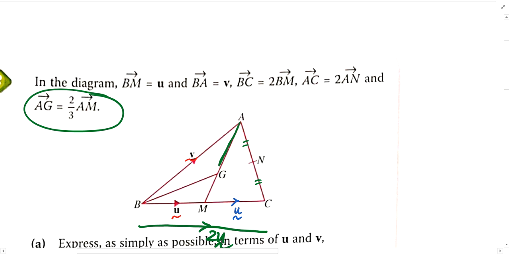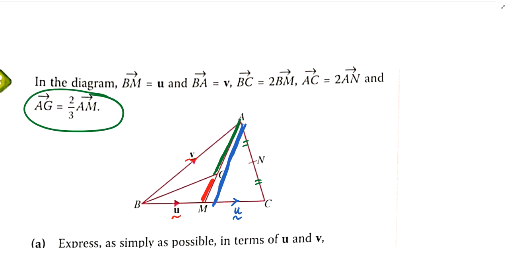If AG is 2/3 of AM, what does that tell you about the ratio of the magnitude for the green one to the blue vector? What is the ratio of the magnitude? 2 is to 3. All agree? 2 is to 3? Okay, if it is 2 is to 3, then what is the ratio of the green vector to the red vector? If green to blue is 2 is to 3, what is green to red?